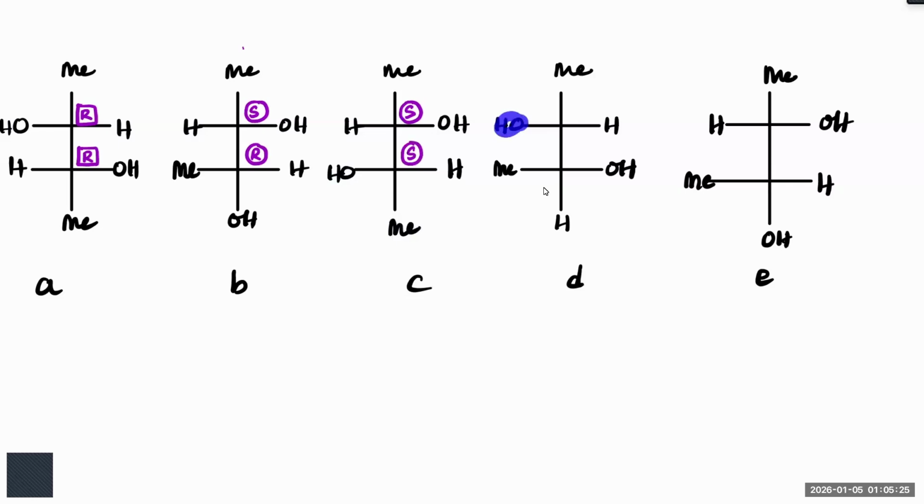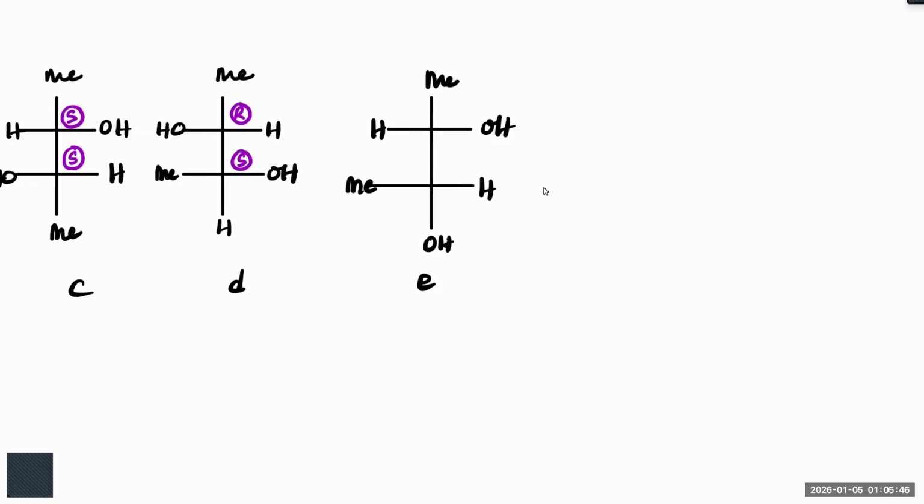Next, here 1, 2, 3. So anti-clockwise direction. Anti-clockwise direction makes it R. 1, 2, 3, again anti-clockwise direction. Anti-clockwise direction makes it S, because now the least priority is on the vertical line. Next, here you can see 1, 2, 3, clockwise direction. Clockwise direction makes it S. And here 1, 2, 3, anti-clockwise direction, which makes it R.